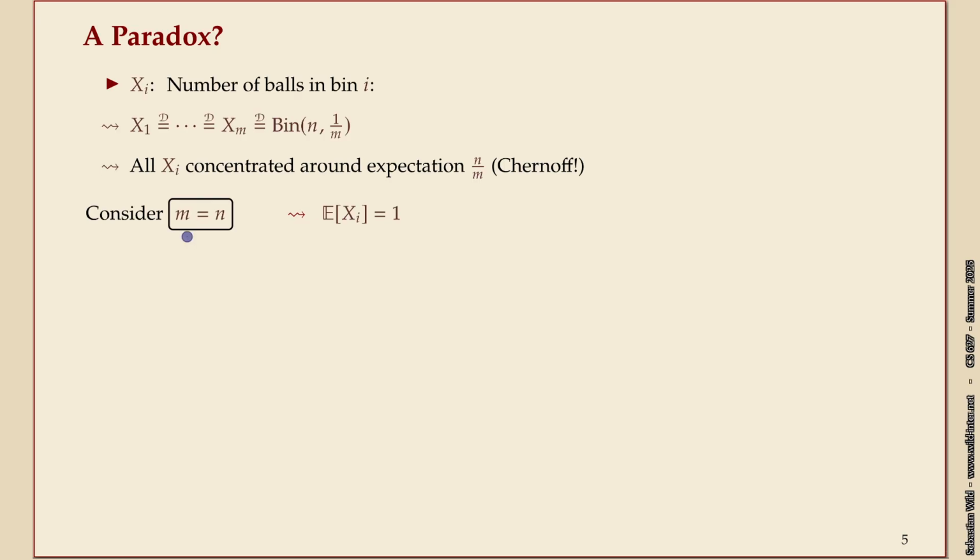Now, let's simplify things a bit and get rid of a parameter. We set the number of balls and bins the same. That's often the kind of starting point for analysis, just to make life a bit easier. The expected number of balls per bin is just 1, right? That's the expectation of the binomial distribution. n times p is n times 1 over n.